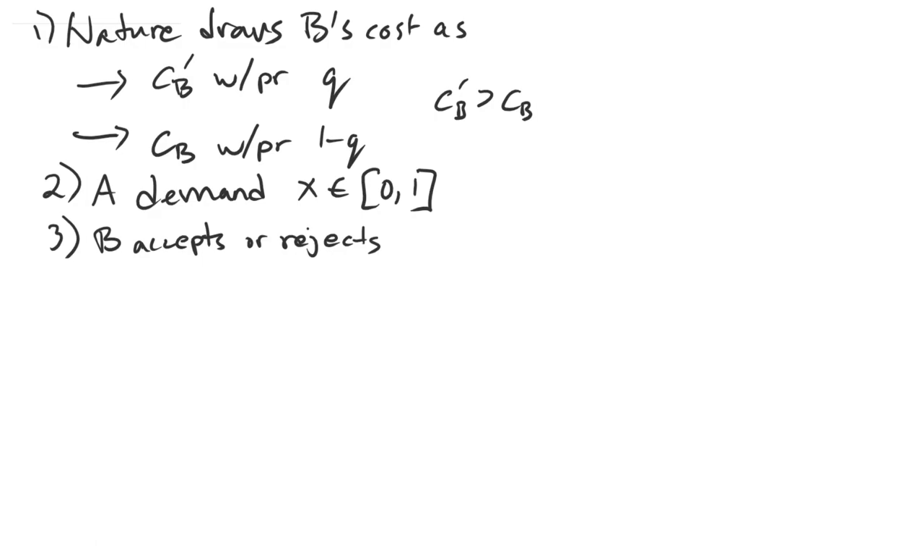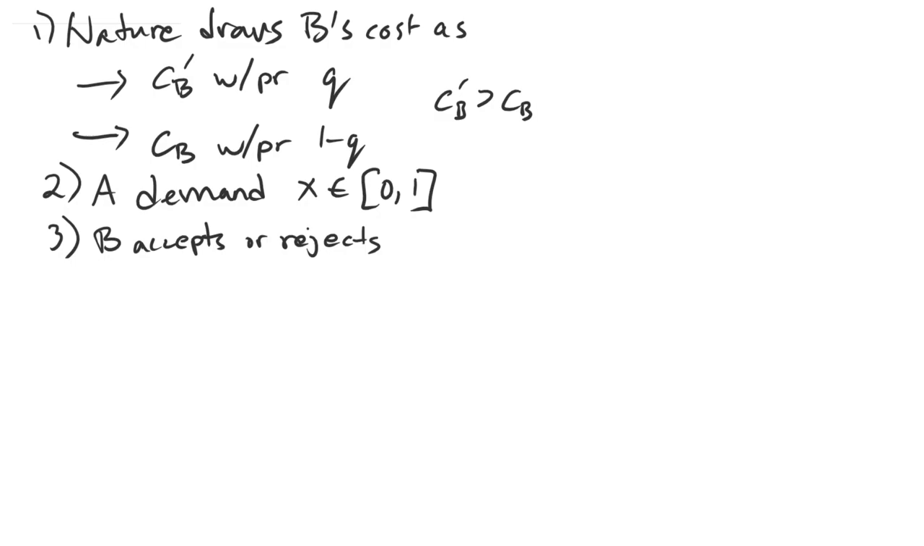To recap, we have nature, which is just this autonomous actor. It randomly chooses whether B has high costs or low costs with that Q, 1 minus Q distribution. A, in the dark, makes a demand. B, as the high cost or the low cost type, remember, B is informed, then chooses whether to accept or reject. Our method for solving this is relatively similar to what we've been doing before, so there's still going to be a large element of backward induction, but there are a few wrinkles that we have to iron out. So as usual, we do want to start at the end of the game.